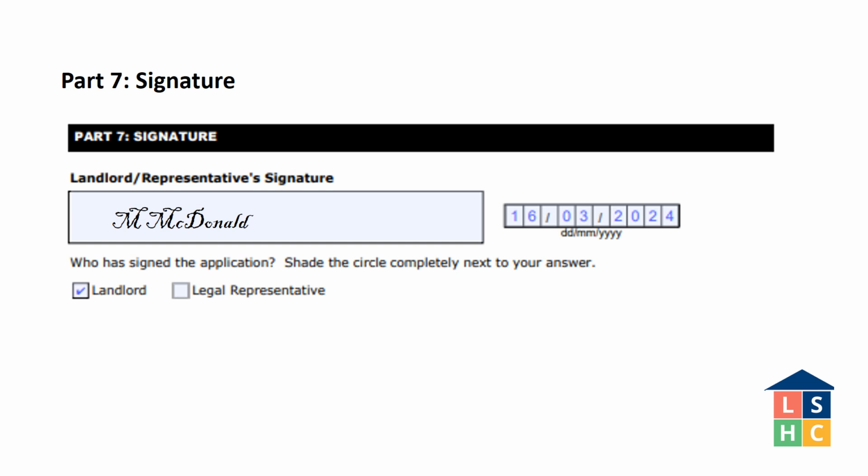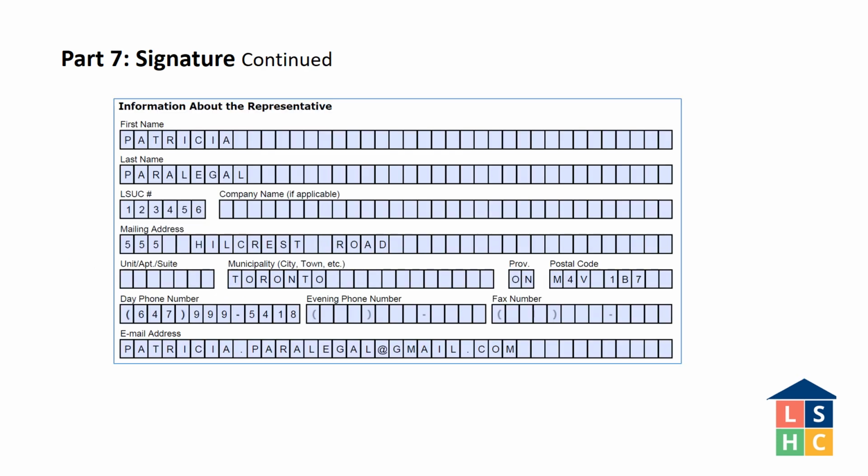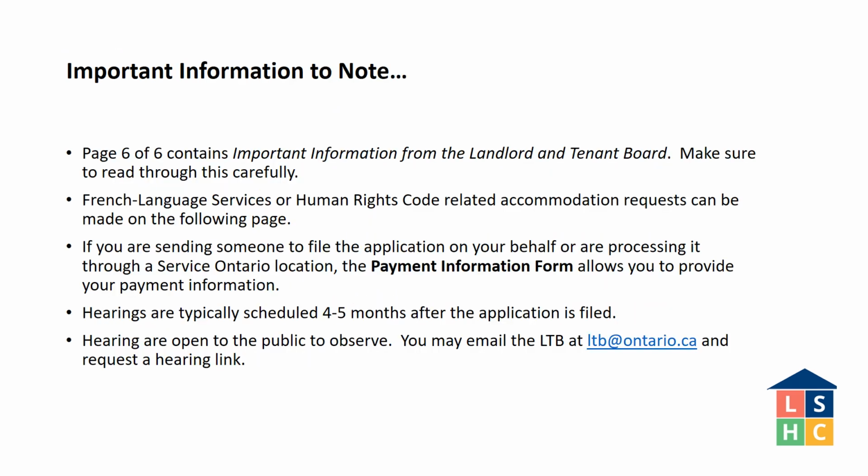Failure to do this may mean your application gets dismissed at the hearing and you will have to refile. If you have a lawyer or paralegal representative, make sure their information is included in this section. If you don't have a representative and are doing this on your own, leave this section blank. Review the application and read the important information section to make sure you understand what you are filing.